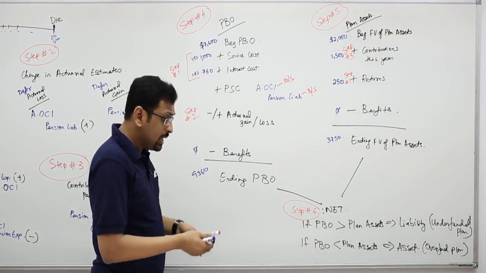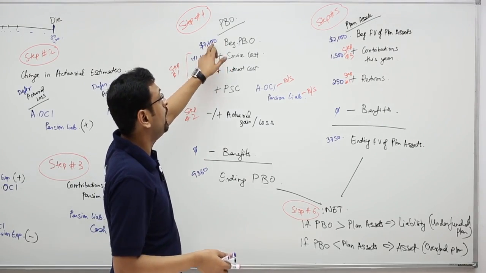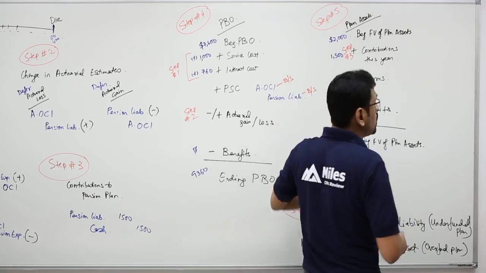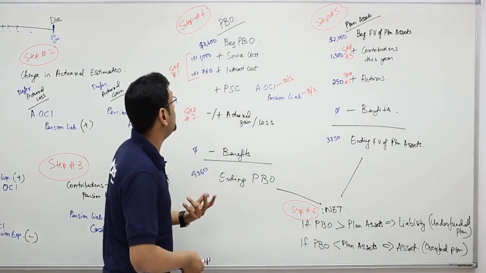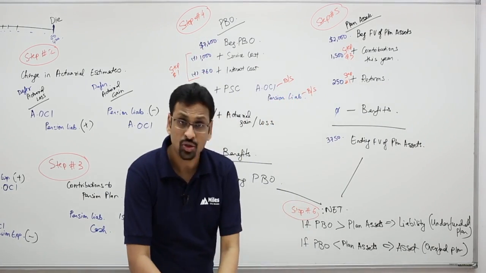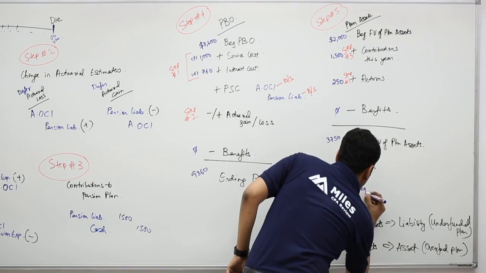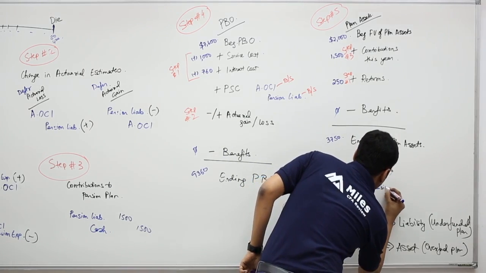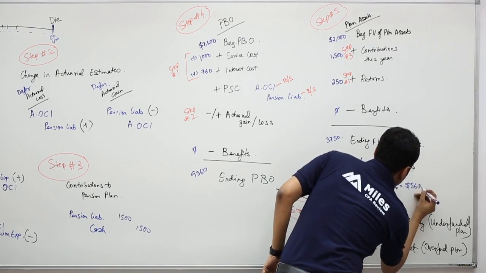So if I look at the beginning balance, the beginning PBO was $7,600. The beginning plan assets was $2,000. So the beginning net pension liability was $7,600 minus $2,000, $5,600. So let me put that here. So the beginning pension liability was $5,600.